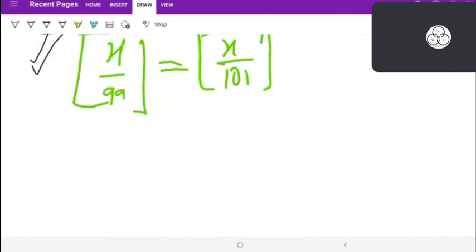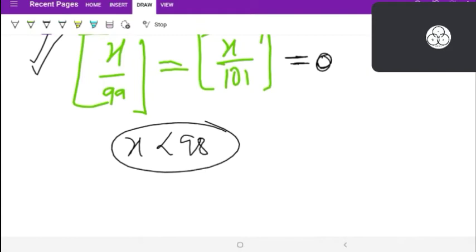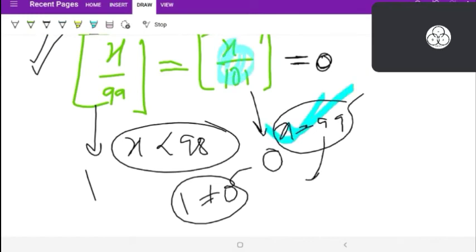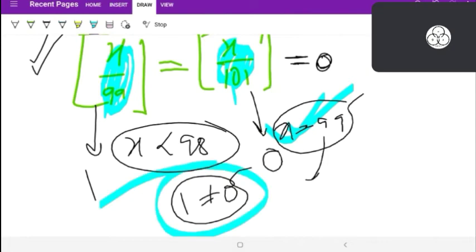Say this is equal to 0. For how many numbers will this be equal to 0? For x less than 98. Now why x less than 98? When x equals 99, this will be 1 and this will be 0, and 1 is not equal to 0. This will contradict at x equals 99. So 99 is not possible. 98 is possible. This is for the first case.